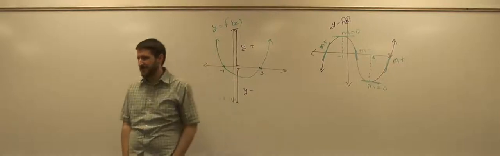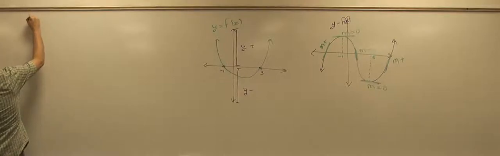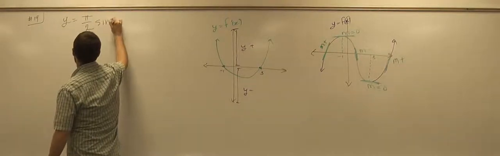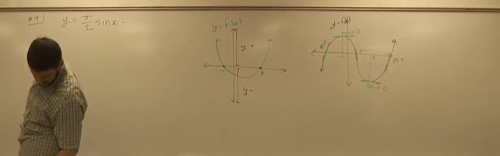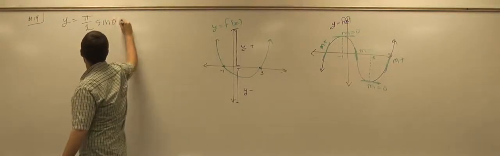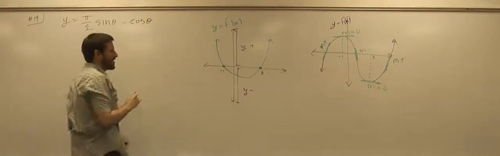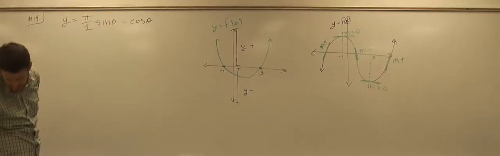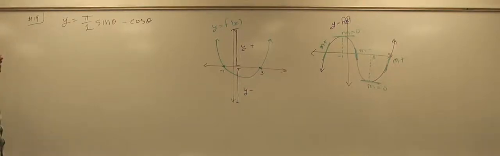On the homework, sure. 2.2, number 19, which is y equals pi over 2 sine theta minus cos theta. Use the rules of differentiation to find the derivative of the function. Okay.